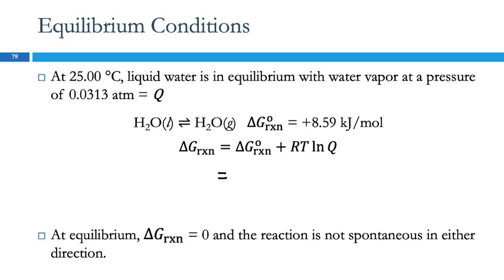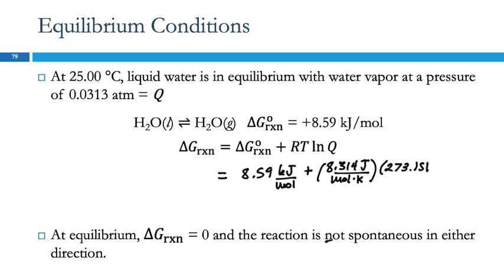So we'll put in our standard delta G plus RT, so that's 8.314 joules per mole Kelvin, times the temperature, 25, so that's 273.15 Kelvin. And the natural log of Q being 0.0313 atmospheres.